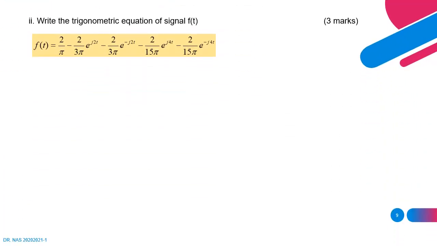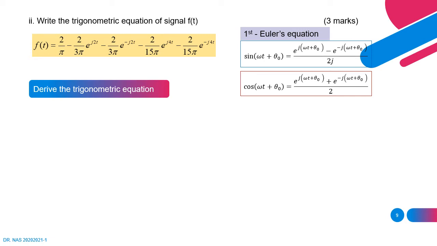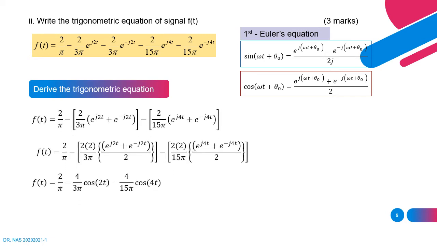In the second question, you need to write the trigonometric equation for the given signal. So the given signal is in exponential form. To convert the exponential form into trigonometric equation, you need to use Euler's equation or Euler's theorem, for both the sine and cosine. So you need to derive the equation. The first step is to group the signal with the same frequency. So in this case, j2 and negative j2, and j4t and negative j4t.